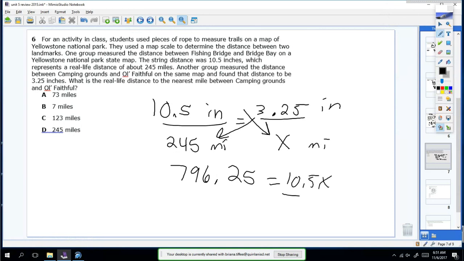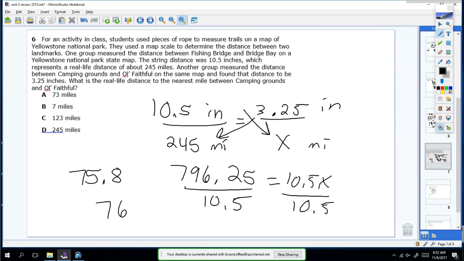And then you're going to divide 10.5 to both sides, which comes out to about 75.8. So I would assume, what's the real life distance to the nearest mile? So you round this up to 76. And I believe this B was supposed to be 76 miles. Okay. I'll have that correction again for the sub. Just make 6B 76 miles.